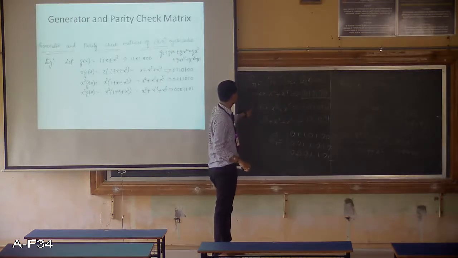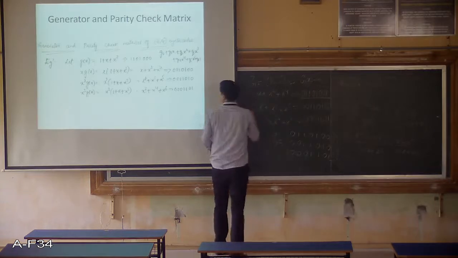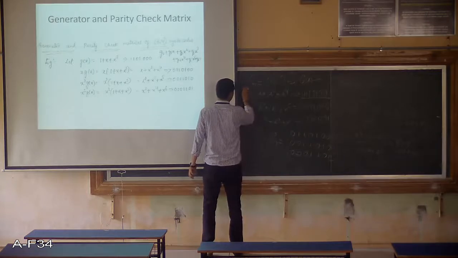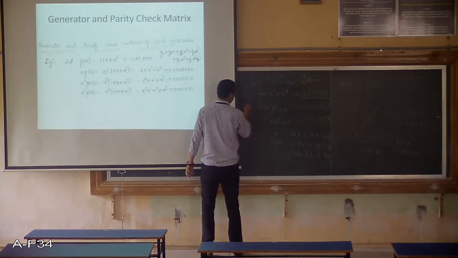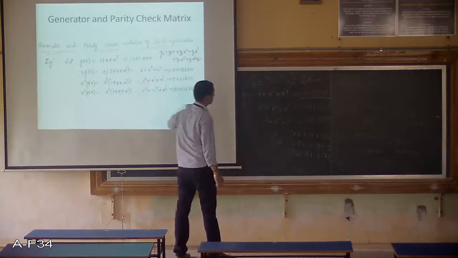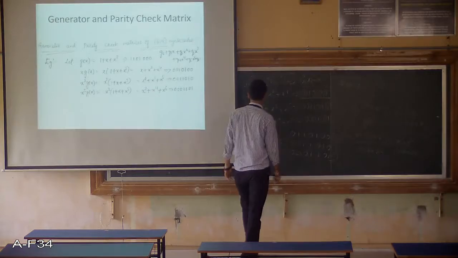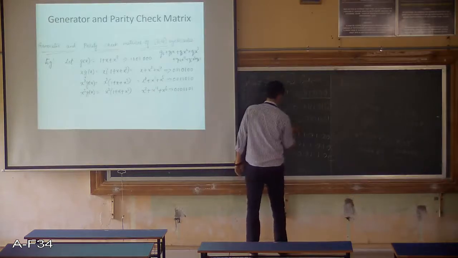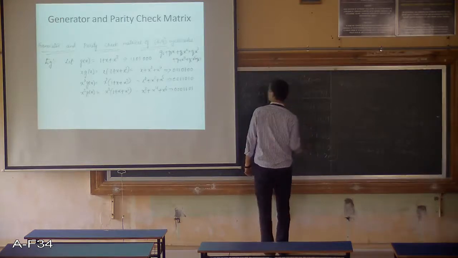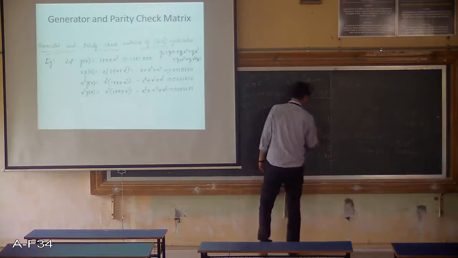This is the second row wherein I did multiply x. This is second row. This is third row. This is fourth row. And my first row will be my g of x, which has a polynomial, which has a binary value 1 0 1 1 1 0 1 followed by 0.